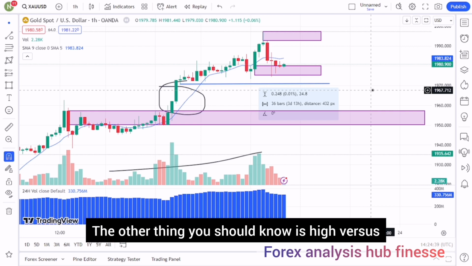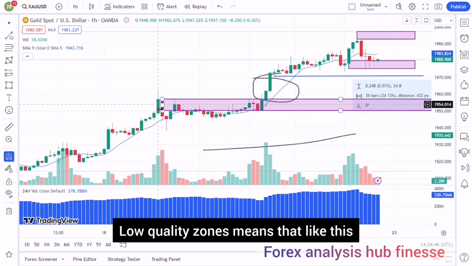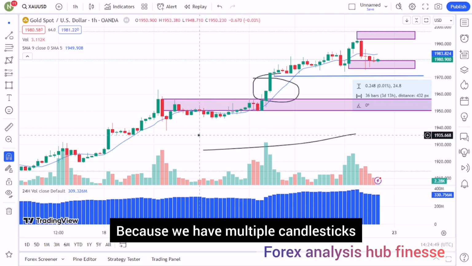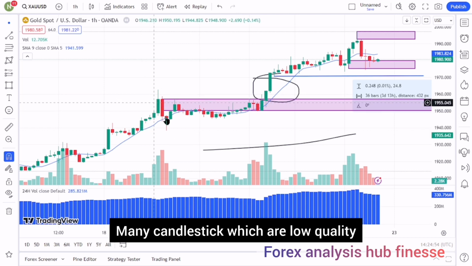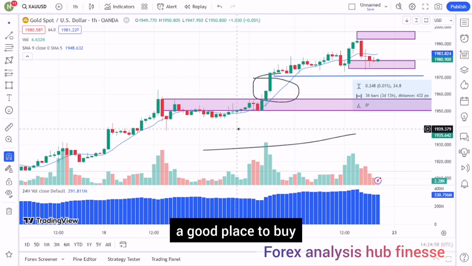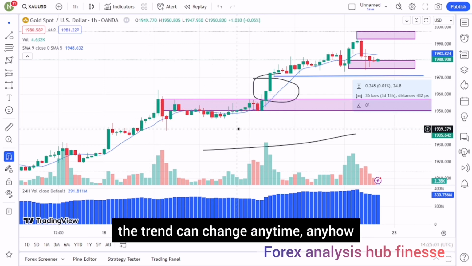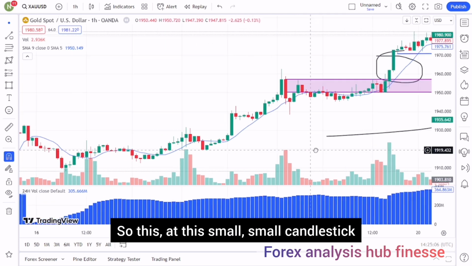The other thing you should know is high versus low quality zones. Low quality zones means like this. These are low quality zones. Why? Because we have multiple candlesticks which are very short and very brief. Many candlesticks which are low quality, you don't have to buy this point. This point is not a good place to buy, because there is no momentum. The trend can change anytime, anyhow. So this small candlestick, you don't have to buy.